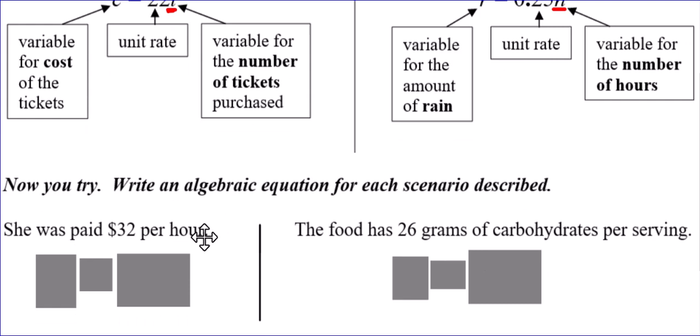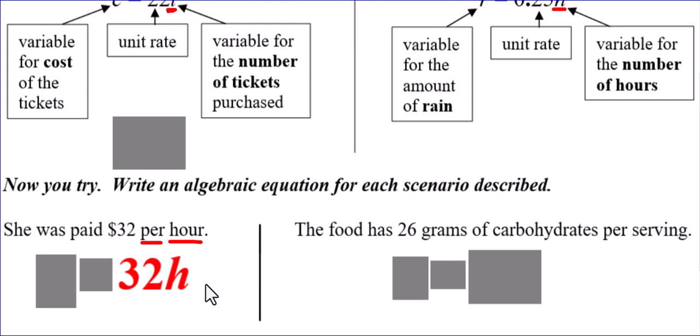All right, did you already write an equation for each of these sentences? If you did not, you better hit pause now because I'm about to go over it right now. She was paid $32 per hour. Again, the word per tells us what we're multiplying the unit rate to which variable. Per hour. So we need to multiply the $32 times the number of hours. Did you have 32 times, most likely H? What will that equal? Well, that's going to equal what she was paid. So maybe the variable P is the best choice for that problem.